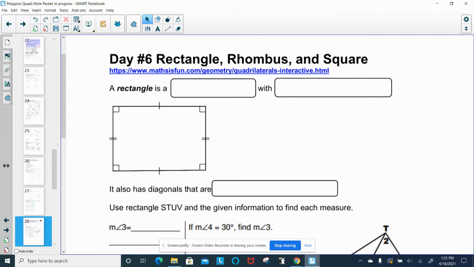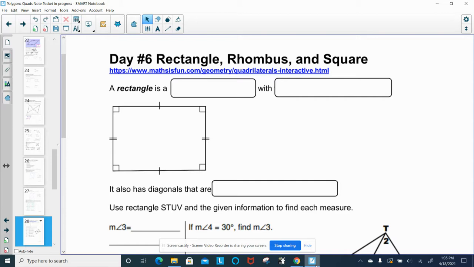I included a little website there in the notes if you want to type that in sometime and take a look at it. It's just kind of a cool way to look at the various quadrilaterals. I'm going to do a separate video for the rectangle and for the rhombus and for the square. These are going to be pretty short little videos because I want to do the problems with you in class. So we're going to go through this little tiny section of notes for the rectangle, and then we'll come back together.